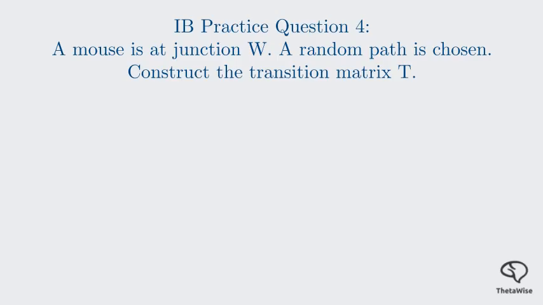At each junction, the mouse has several tunnels to choose from. At random means each available tunnel is equally likely, so the probability of taking any single tunnel is 1 divided by the degree of the vertex. Pause the video and construct the matrix.